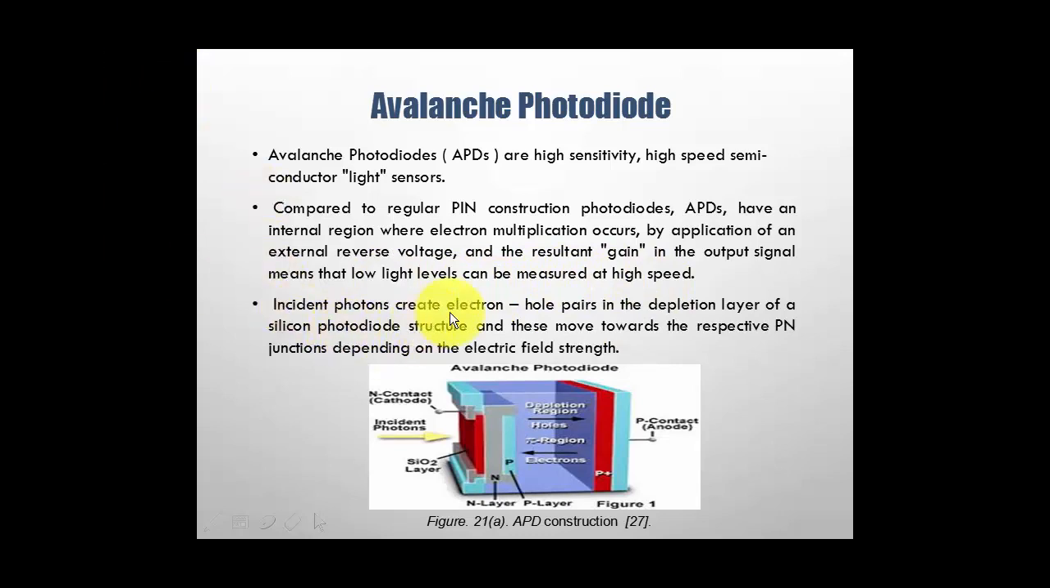Incident photons create electron-hole pairs in the depletion layer of the silicon photodiode structure, and these move toward the respective p-n junction depending upon the electric field. You can see here the structure of the avalanche photodiode: p material, intrinsic material, p material, and n material, and this is our avalanche region.